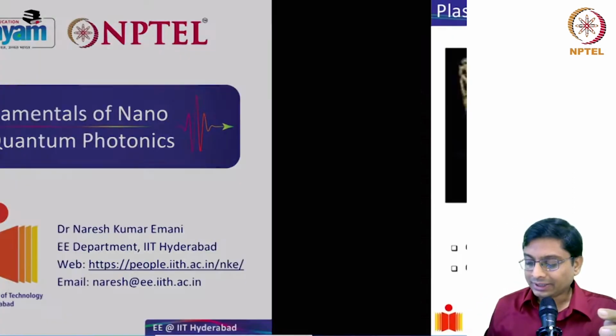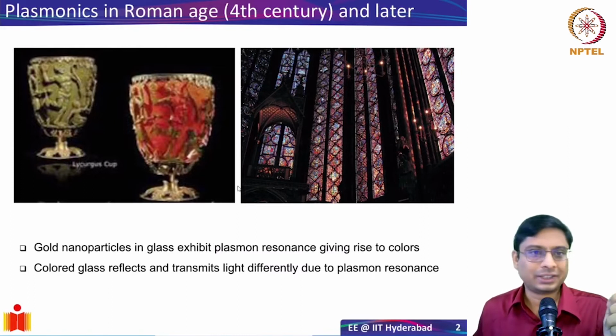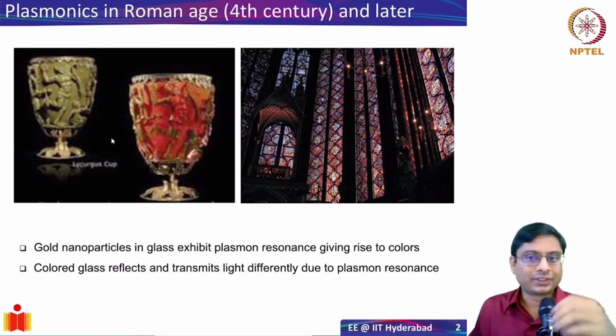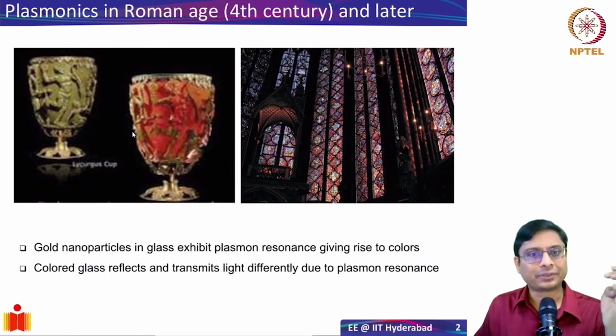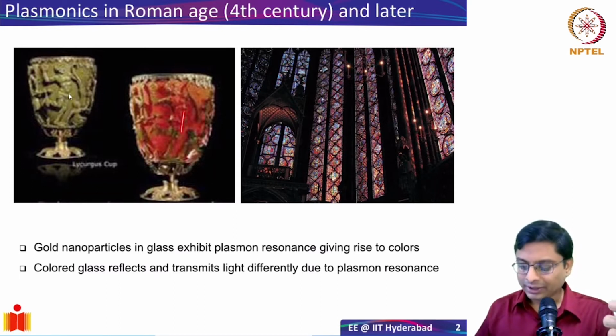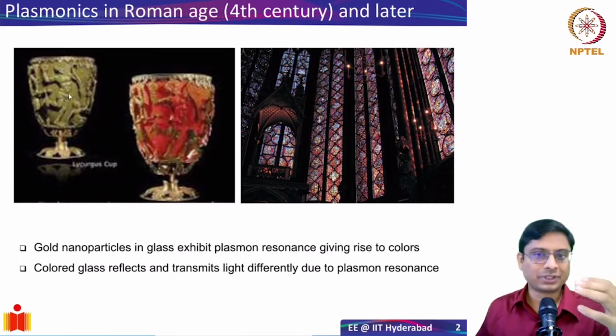I think in the introductory video I showed you this slide wherein I mentioned the Lycurgus cup, which is a Roman artifact from the 4th century, which exhibits different colors depending on where the optical illumination is. For example, if you look at it in reflection, it looks greenish, whereas if you look at it in transmission, that means you put a light inside the cup and then look at it, you see that it is reddish.